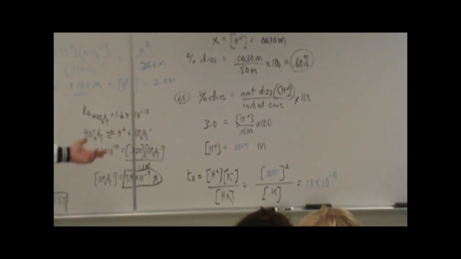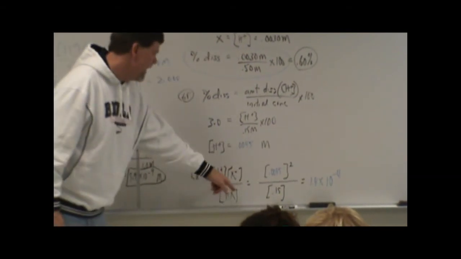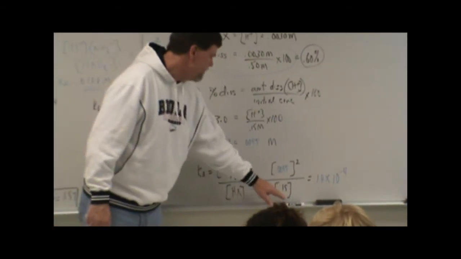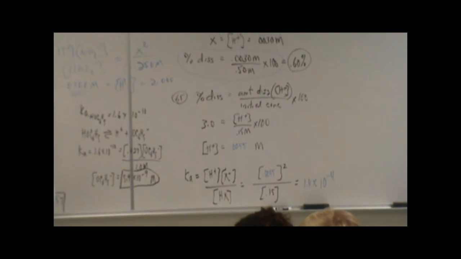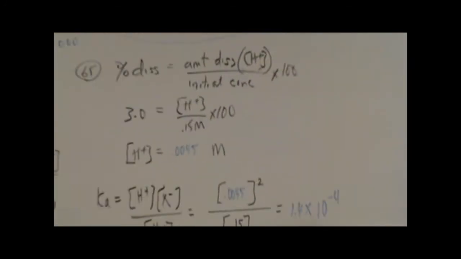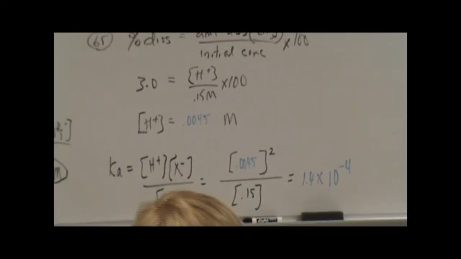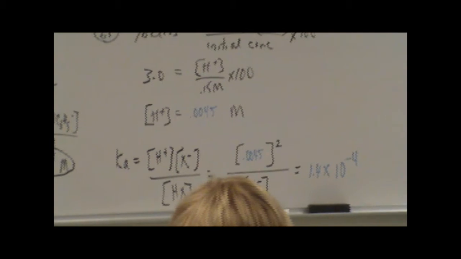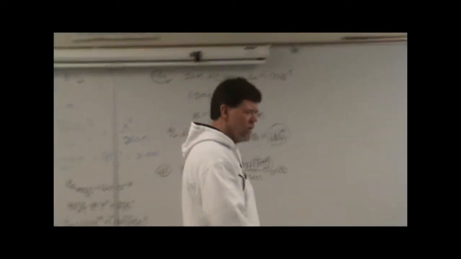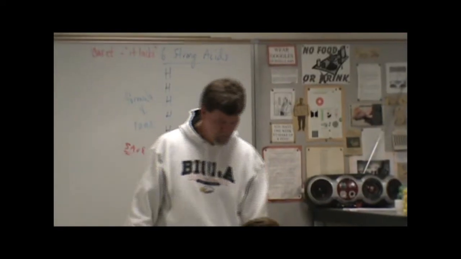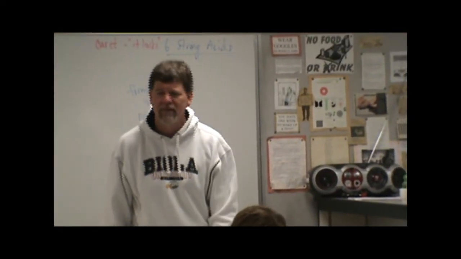Ka is H plus squared over that. We know it's 0.15, so we use what's in blue to solve for that. So the H plus concentration is 0.0045. And then you just plug in and you get the Ka for that weak acid. So, talk to me, any other questions before I get into the new stuff? We're going to swing to the base side.